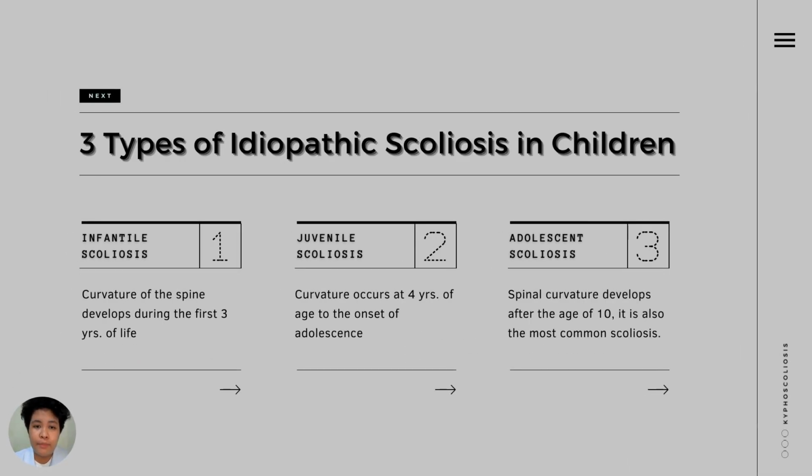These are the three types of idiopathic scoliosis in children. First is infantile scoliosis, from the word infant. It is a curvature of the spine that develops during the first 3 years of life, while juvenile scoliosis, for young children, is a curvature that occurs from 4 years of age to the onset of adolescence. And lastly, adolescent scoliosis, for teenagers. It is a spinal curvature that develops after the age of 10. It is also the most common scoliosis.